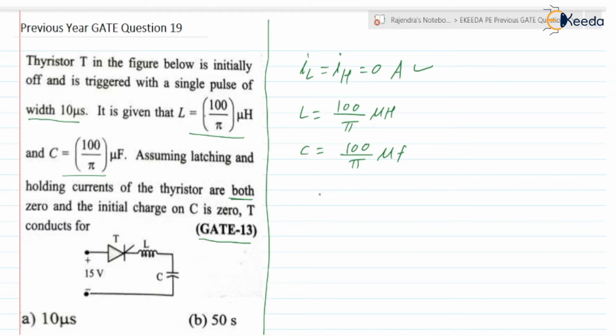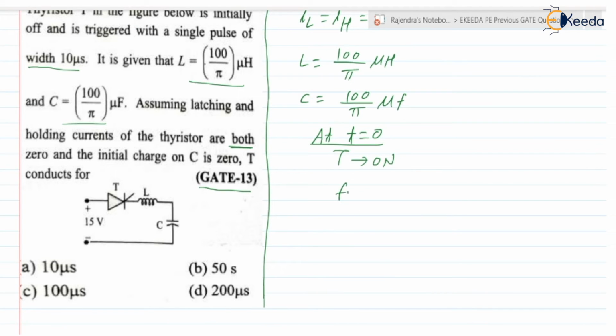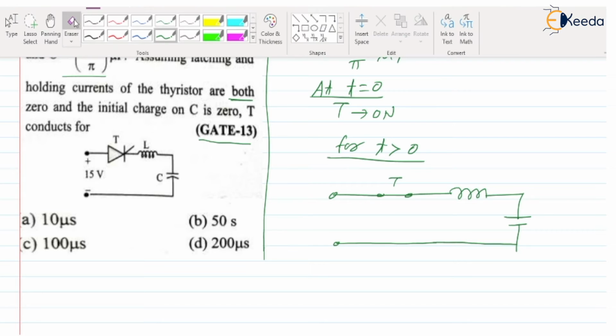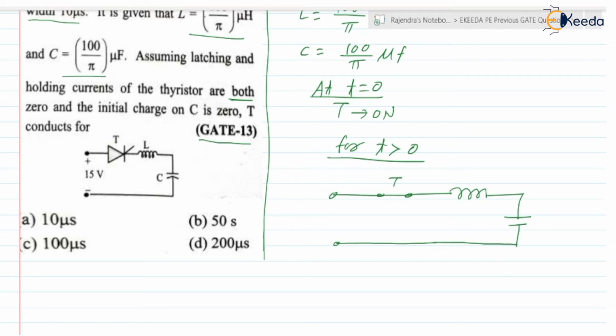Suppose at t equal to 0, thyristor T is turned on. We turn on thyristor T by using the gate signal. For t greater than 0, the thyristor will turn on and act as a short circuit. So the circuit will be like this, we will be having this type of circuit.